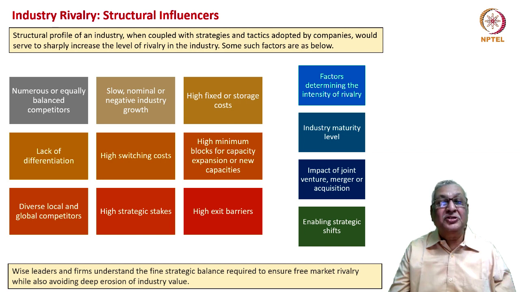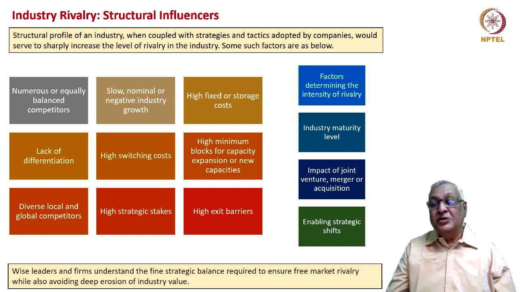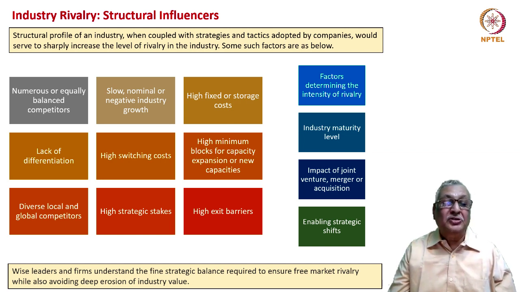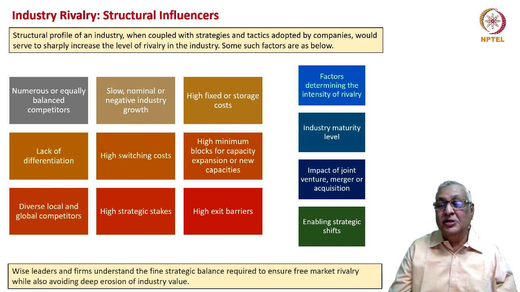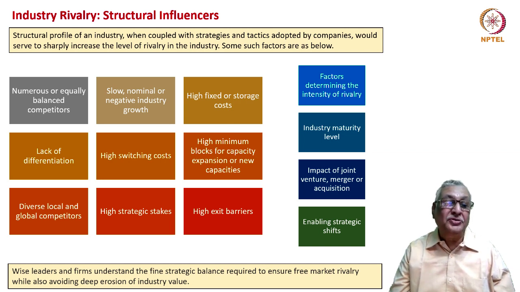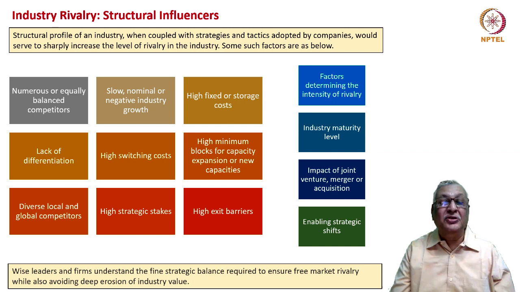What are the structural influences for industry rivalry? Independent of the strategies adopted by individual companies, if an industry has numerous or equally balanced competitors, there would be a high level of industry rivalry. If the industry growth slows down because the economic growth has slowed down, there would be a negative impact on the industry rivalry. Suppose the real estate activity in a country reduces, or the infrastructure building in the country reduces, then the demand for steel products would reduce. Therefore, the industry rivalry becomes heightened, because the smaller cake is sought to be taken by the larger amount of capacity that is available. This is another aspect of industry rivalry.